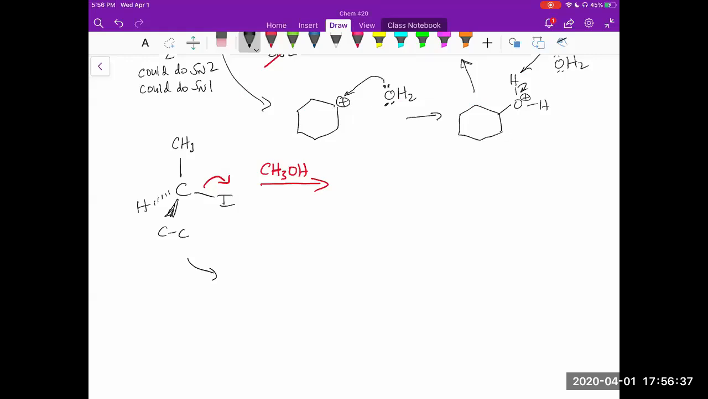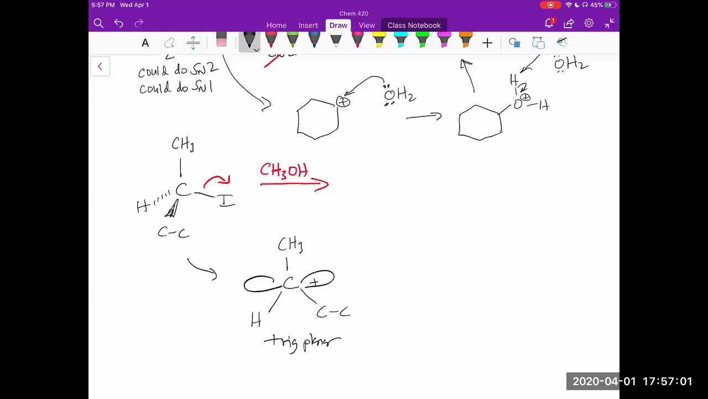Now the carbocation is trigonal planar. So I'm going to have a C, CH3, and then I'll have an ethyl here and an H there. This guy's trigonal planar. It's got a p orbital. I'll just draw the p orbital like that with a plus charge in it.